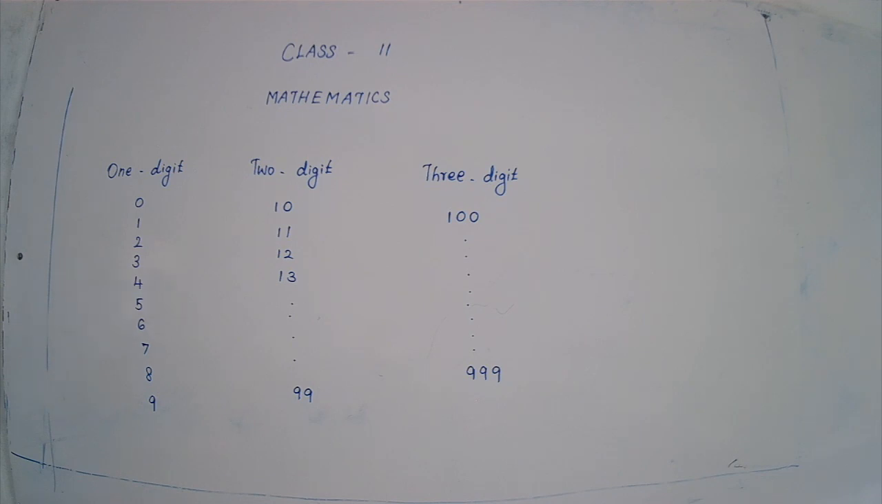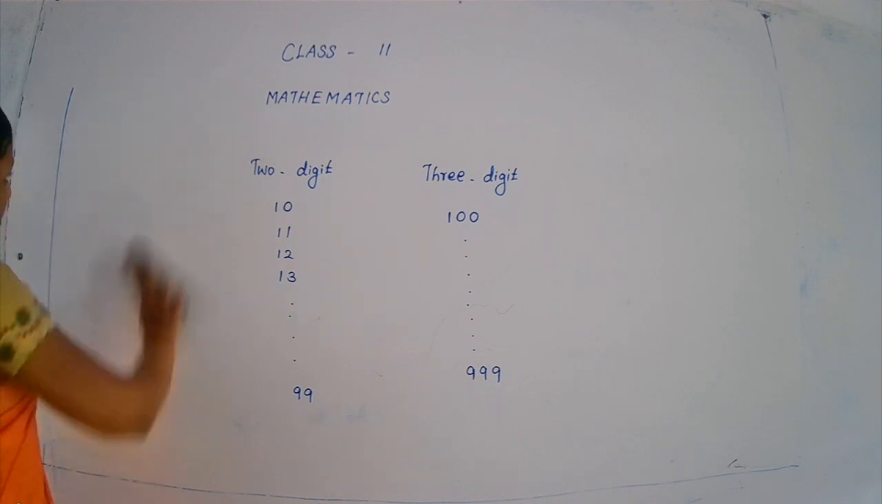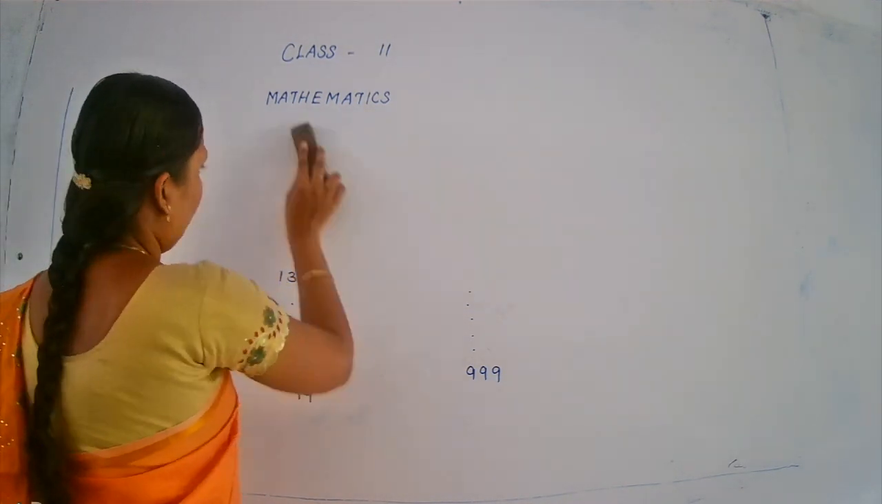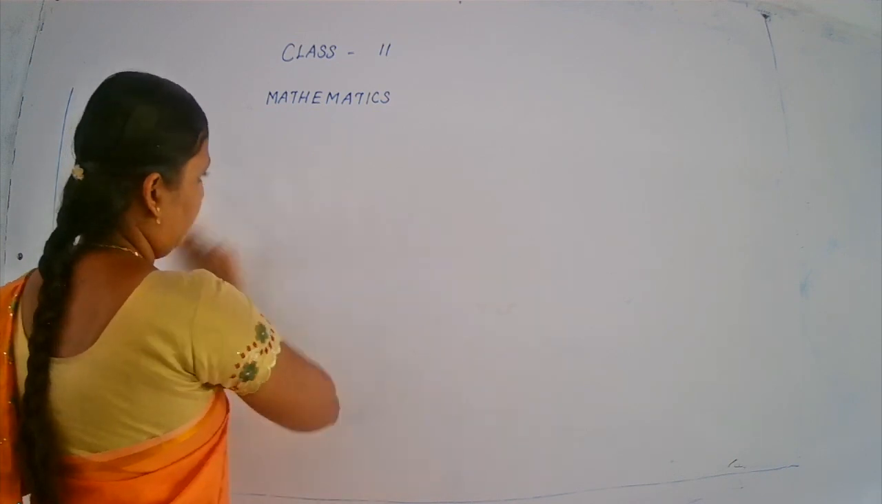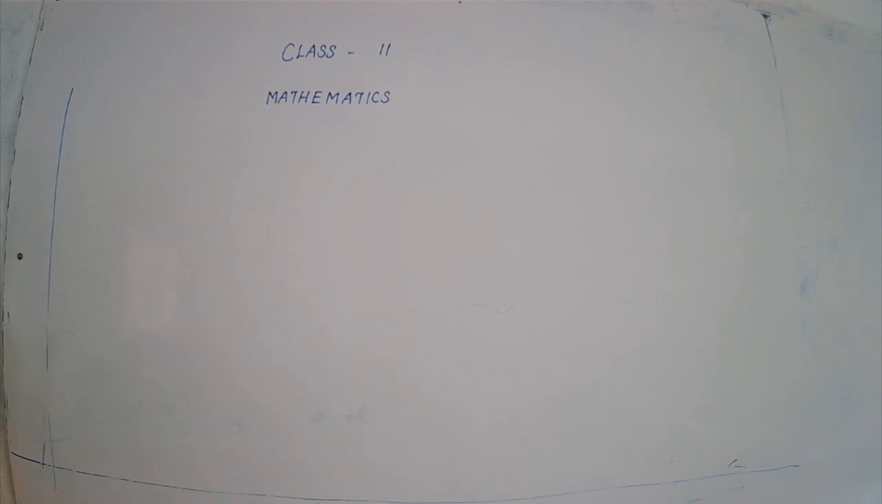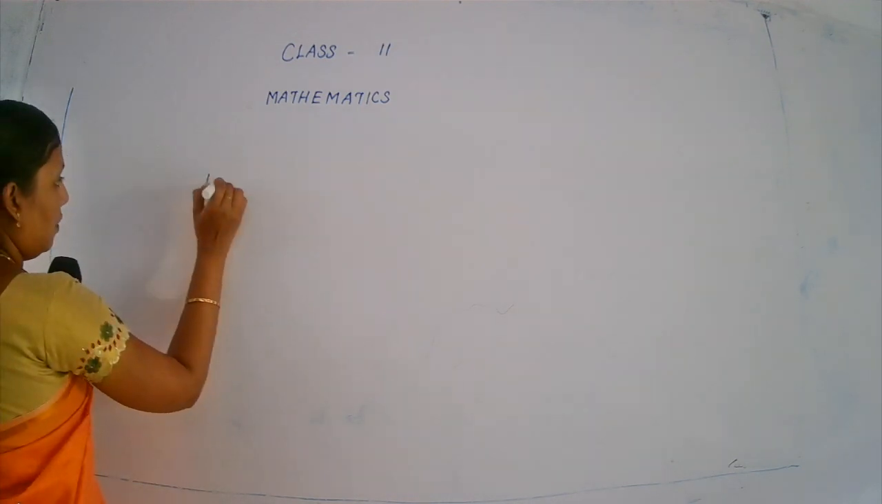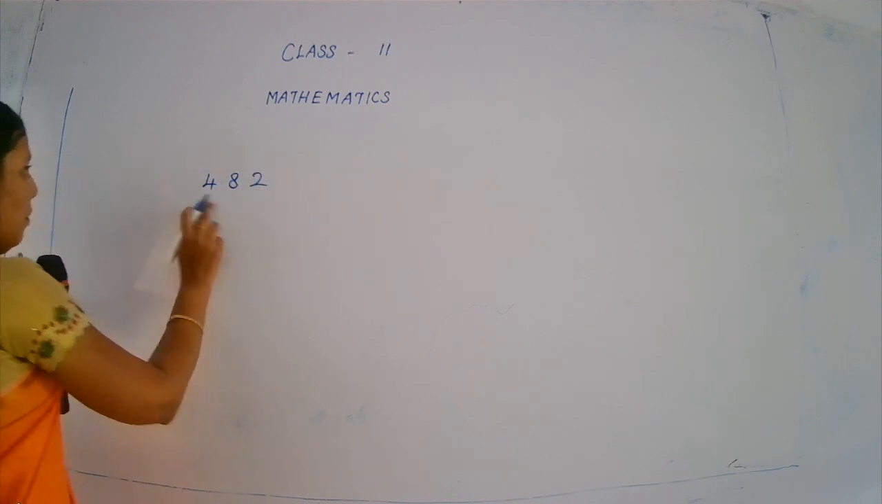Okay, the smallest 3-digit number is 100. Very good. The greatest 3-digit number is 999. Okay, now we will see the examples. See here, what is this number?